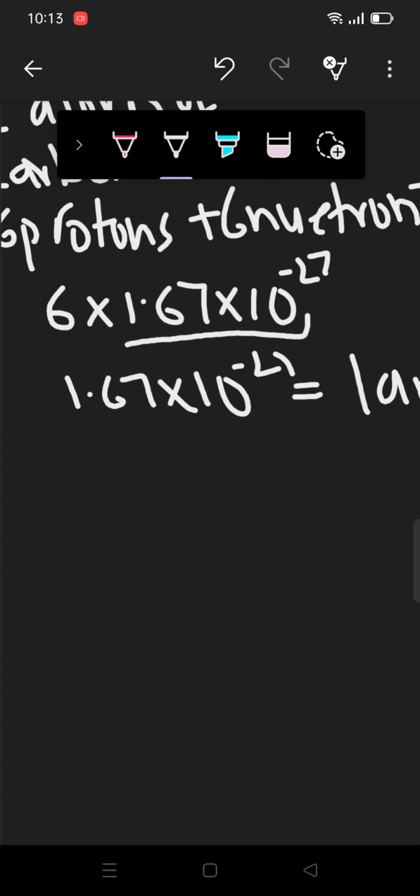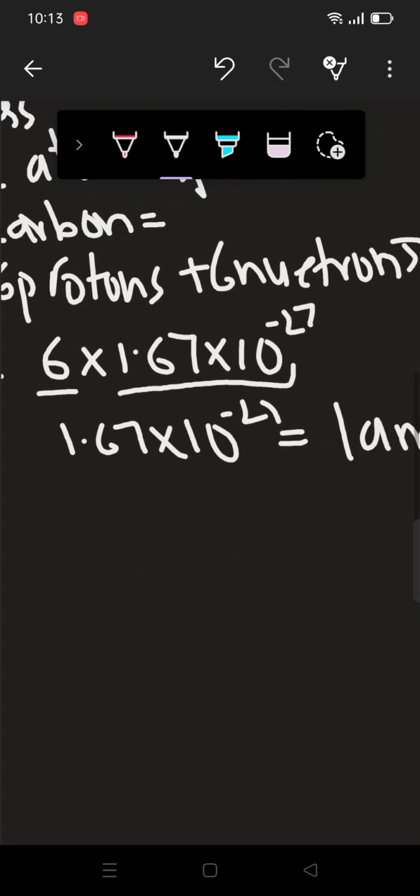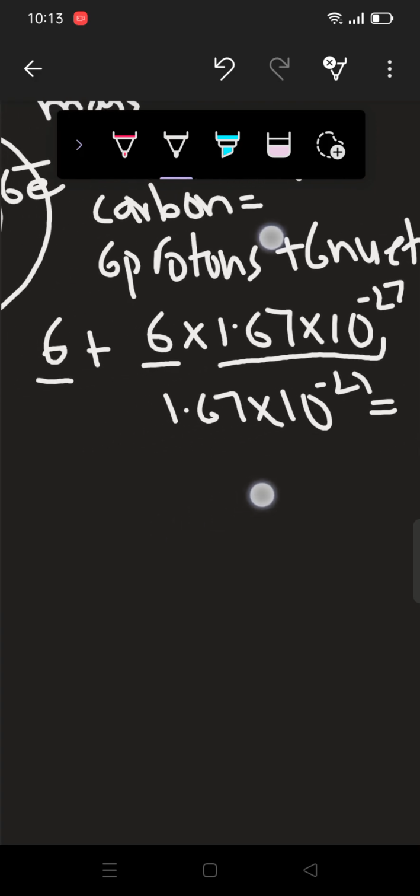Thus I can also write the mass as 6 plus 6, since we have protons plus neutrons. So 6 protons plus 6 neutrons, into 1.67 into 10 to the power minus 27, since we know that the masses of proton and neutron are the same. That's why we have written 1.67 into 10 to the power minus 27.